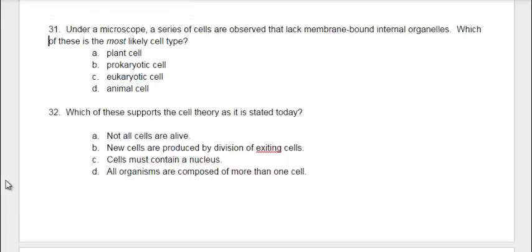31. Under a microscope, a series of cells are observed that lack membrane-bound internal organelles. Which of these is most likely the cell type? A. Plant cell, B. Prokaryotic cell, C. Eukaryotic cell, D. Animal cell.